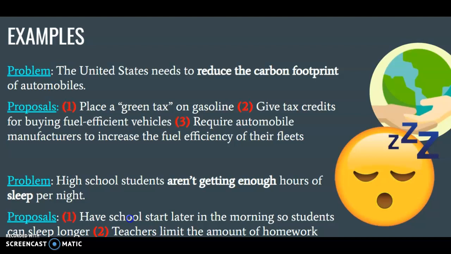Another example is high school students aren't getting enough hours of sleep per night. Your proposal could include to have school start later in the morning so students can sleep longer, and teachers should limit the amount of homework so students aren't up as late. So again, proposal arguments work very well with the Toulmin method.